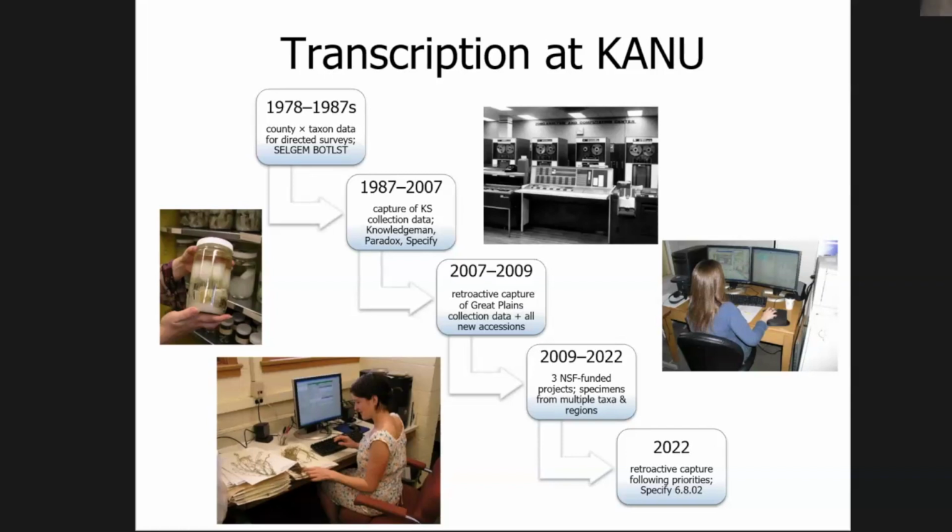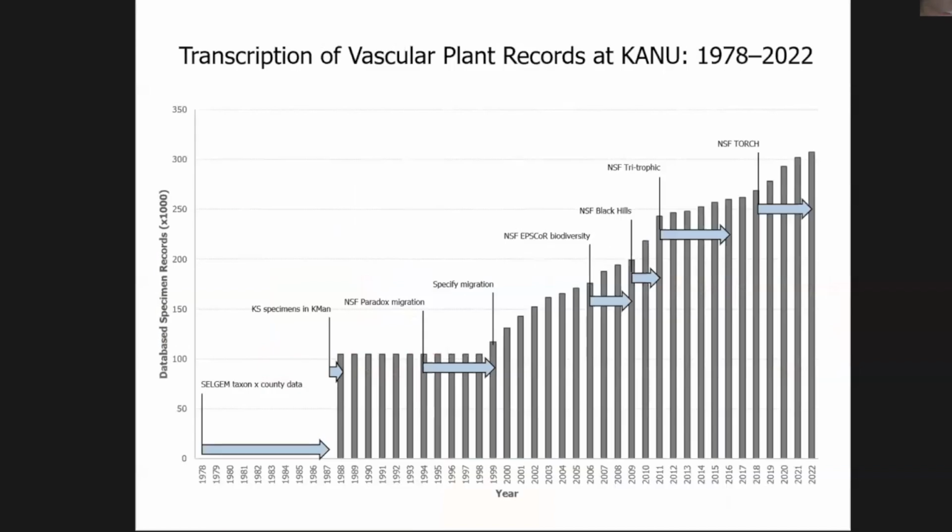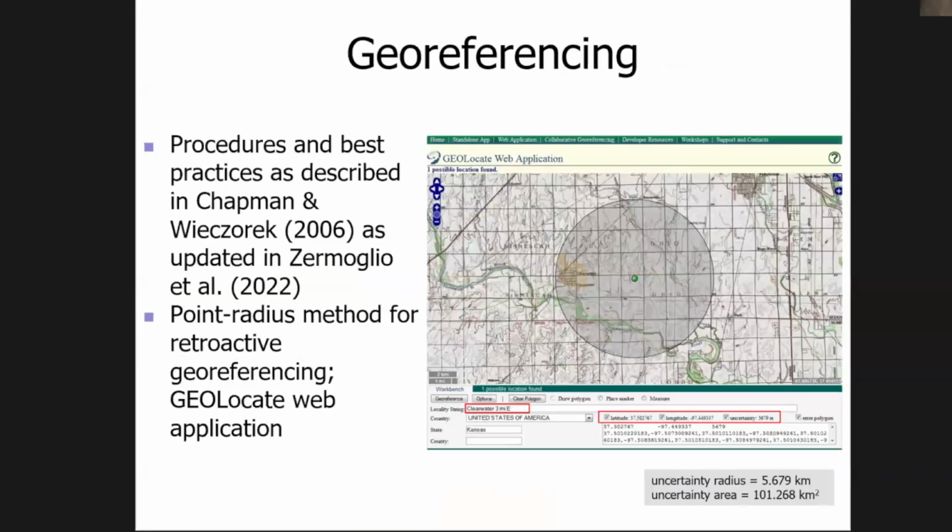It wasn't until 1987 that we were able to capture information in desktop computers and start to make use of that and gradually migrate that over to Specify software. And so we've continued to use Specify for our collection management software since that time. This just shows the impact of some of those projects on the number of specimens that were transcribed since Specify was in use all the way up to the current time.